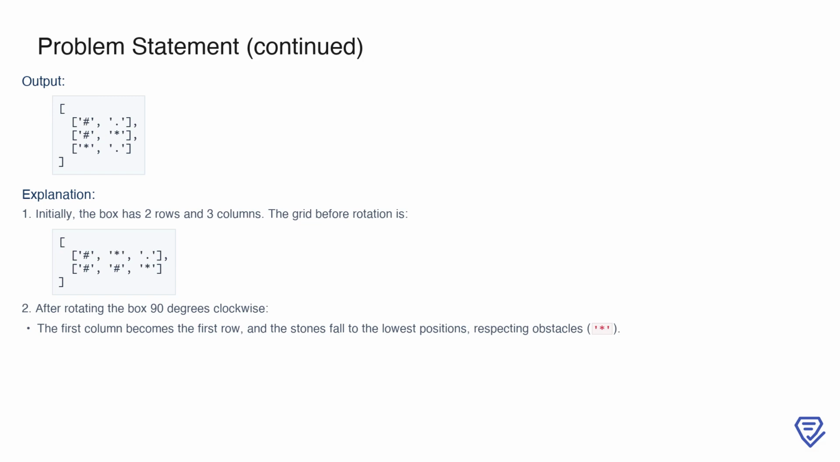Here's how this transformation works. First, when the box is rotated clockwise, the first column becomes the first row, and the second column becomes the second row, and so on. Then, gravity is applied to each of these new rows.